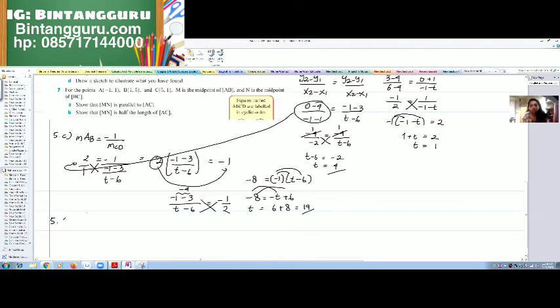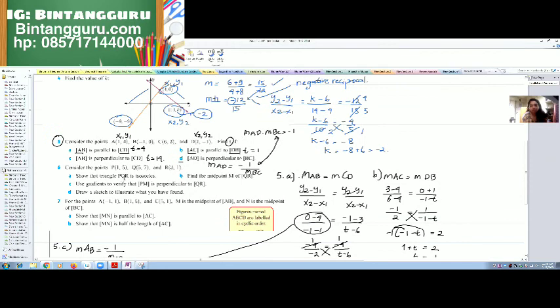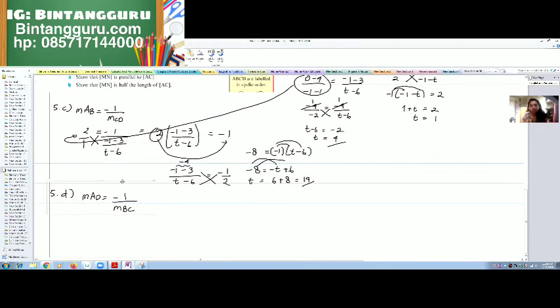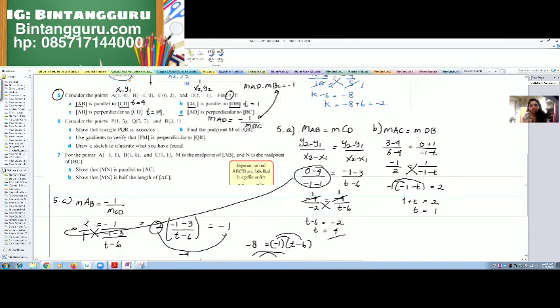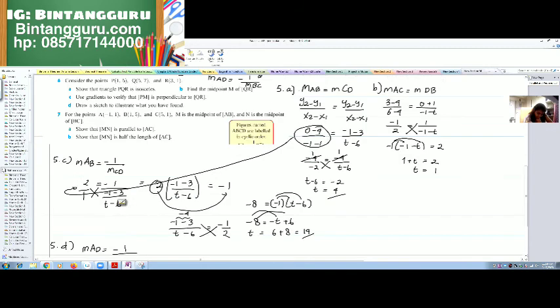So 5D. So 5D equal to mAD, so this is mAD equal to -1 over mBC. So mAD is equal to -1 minus 4 over x2 minus x1, which is t minus 1. So this is t minus 1 equal to -1 over mBC.